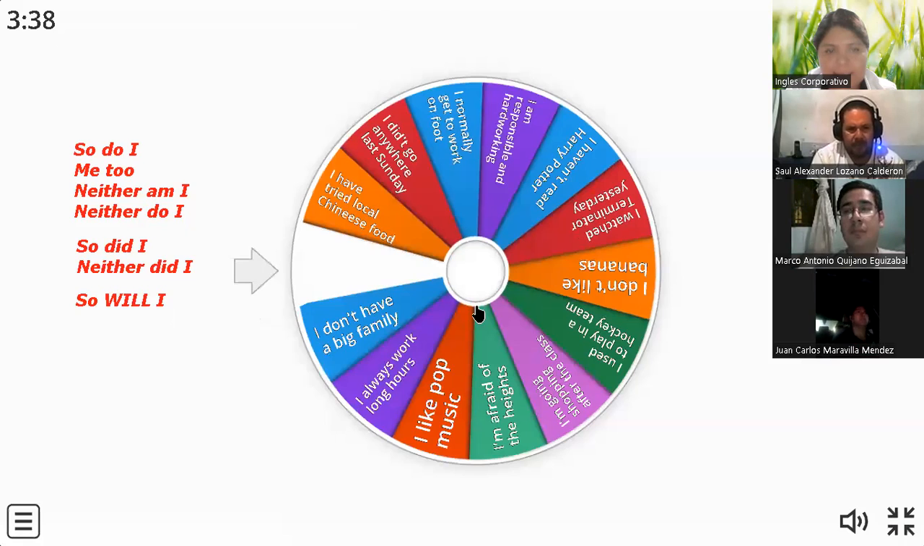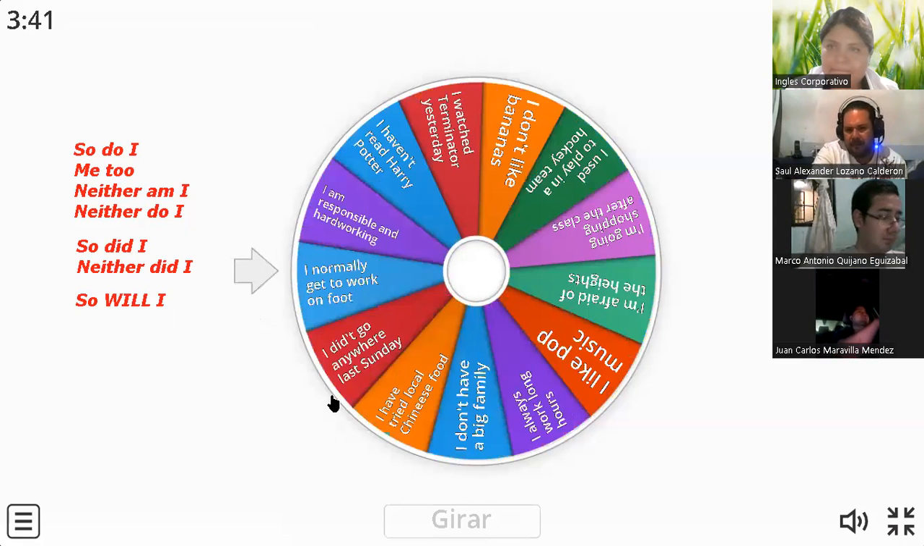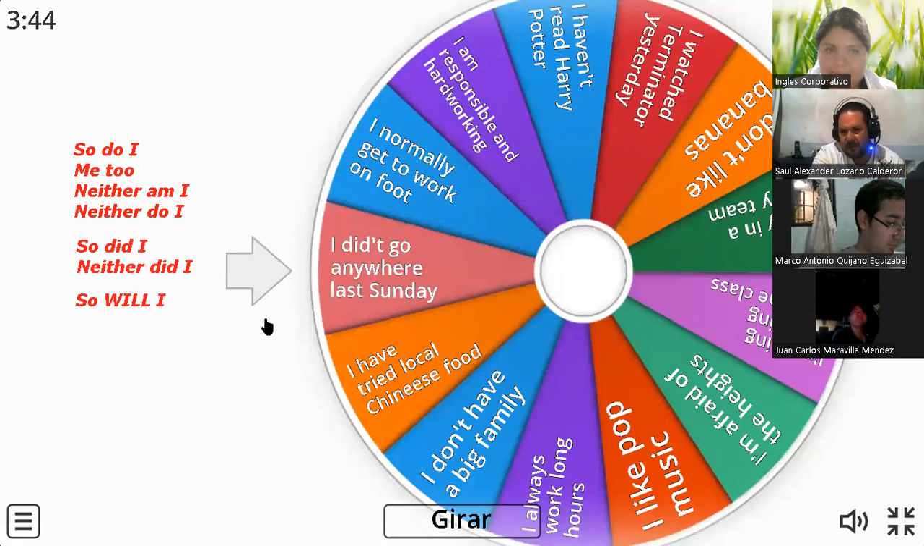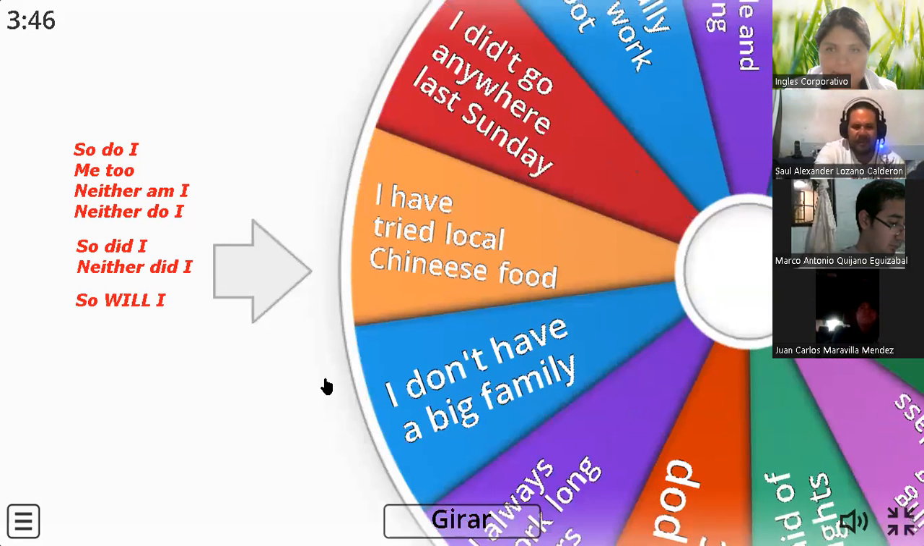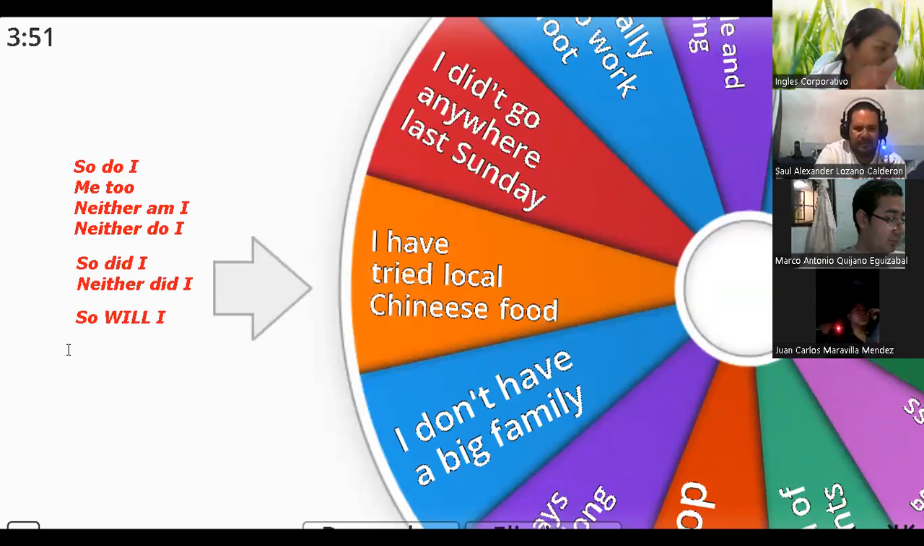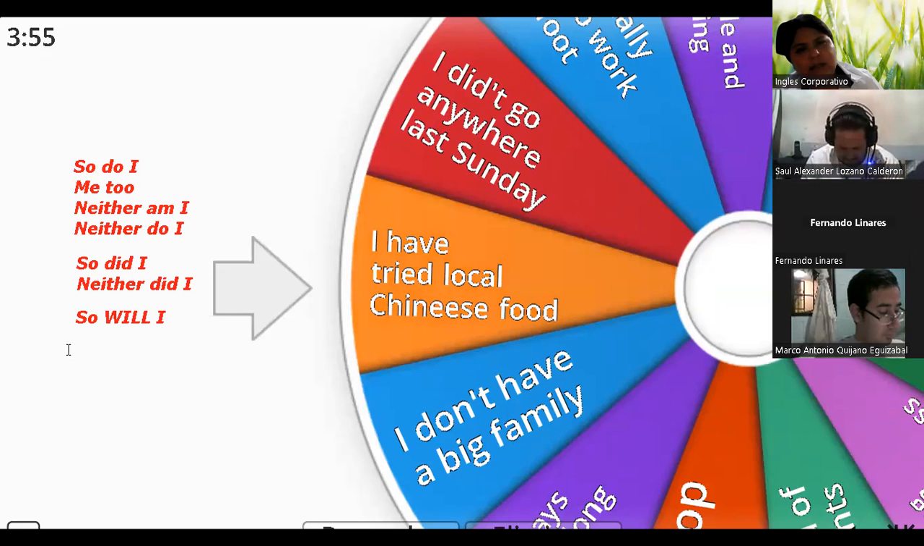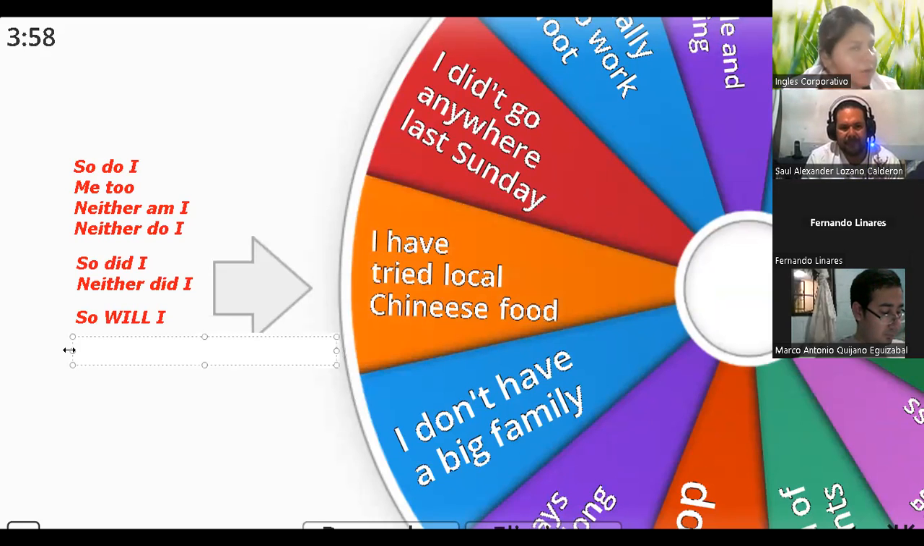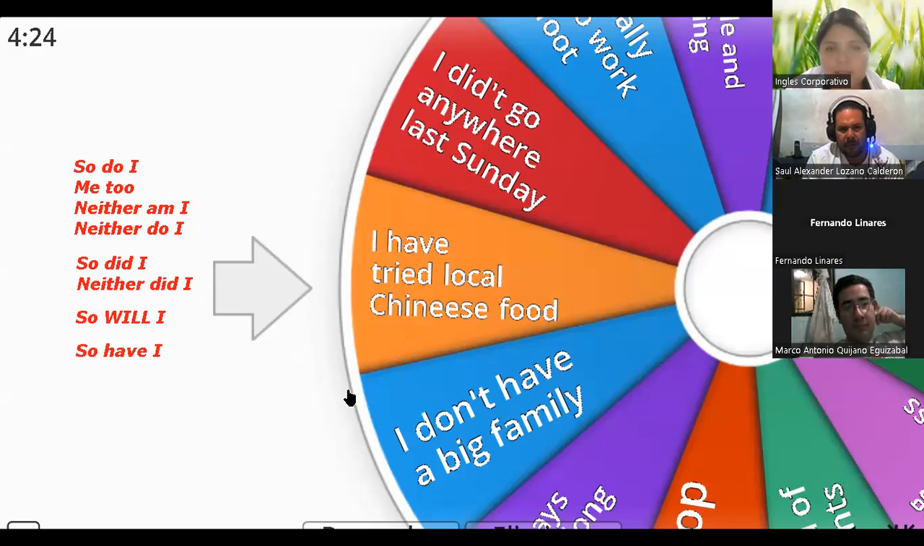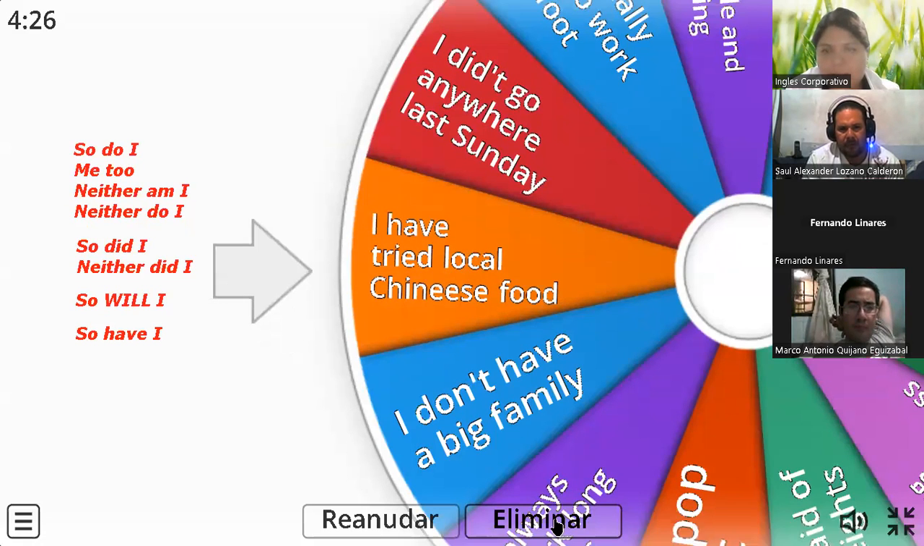Saul, select somebody else from the class. Fernando Linares. Hi, Fernando. Hi, good evening. Fernando, I have tried local Chinese food. To show agreement, how will you respond to that? I have tried local Chinese food. So do I. But this is a perfect tense. So have I. Okay, good. Fernando, select somebody else.